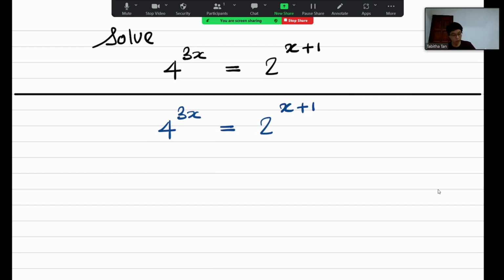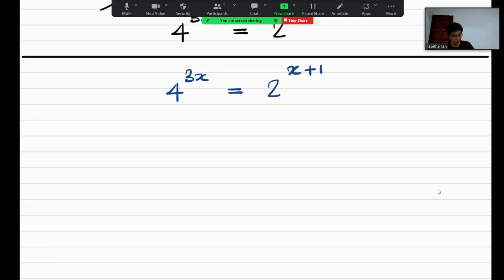And now I want to give us a helpful tip in solving equations involving indices: always find a way to change or rearrange both sides to have the same base. All right, so this is the key to solving. Therefore, with that in mind, on the left hand side, the base is 4. The right hand side, the base is 2.